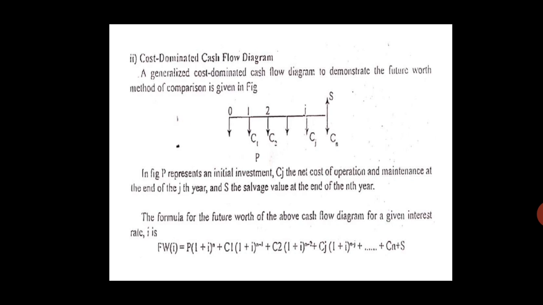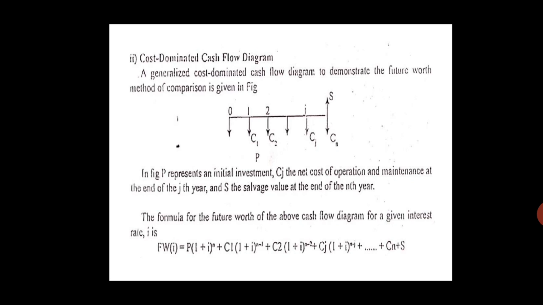And now comes cash flow diagrams for cost dominated future worth method. So here you can see again P is the initial investment, Cj is the cost of the operation and maintenance at the end of jth year, and S is the salvage value at the end of the nth year.